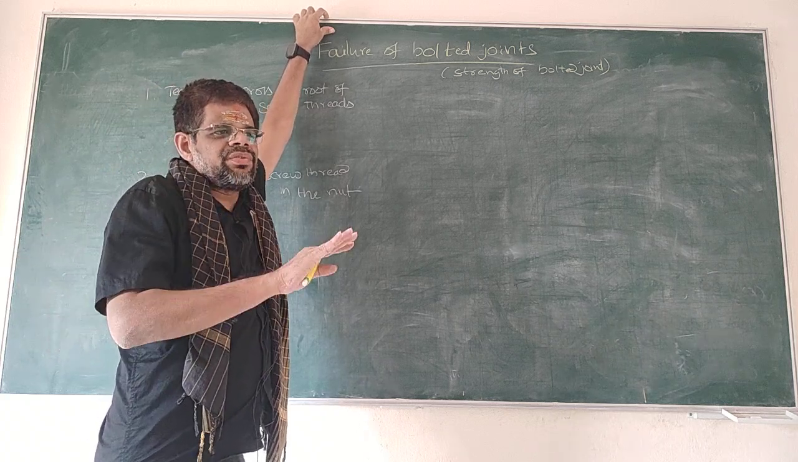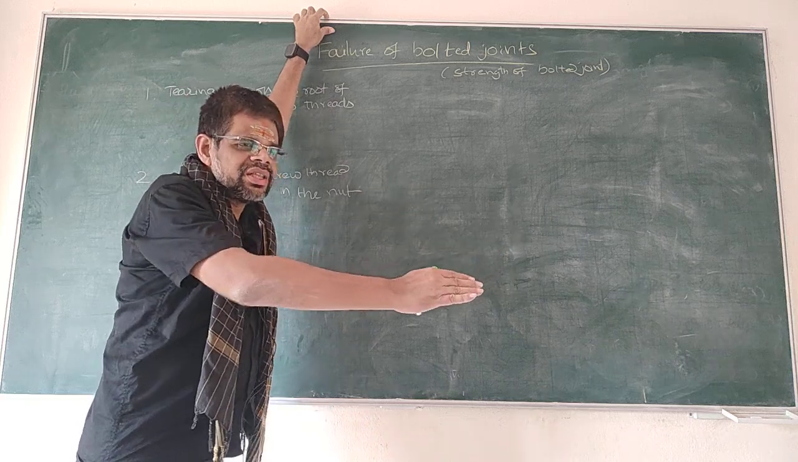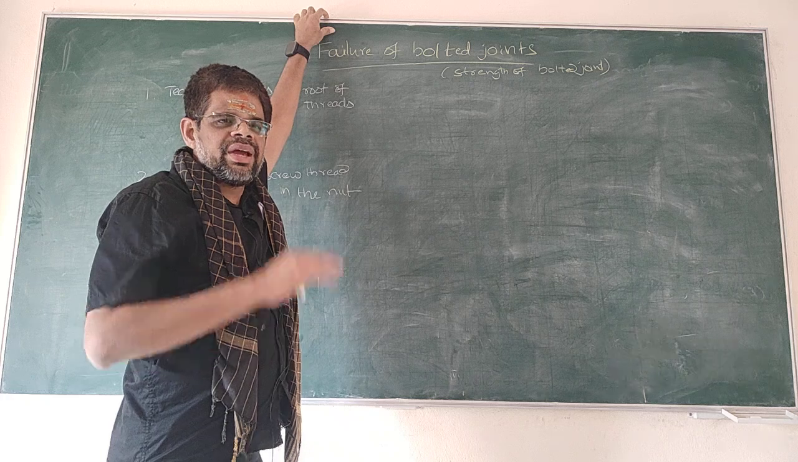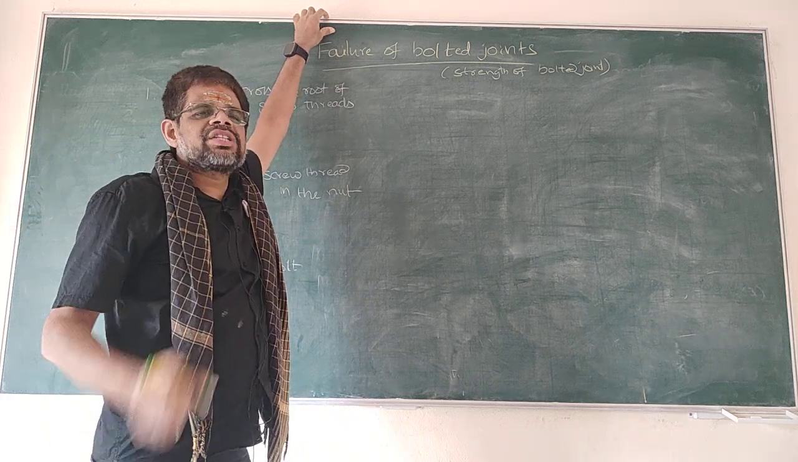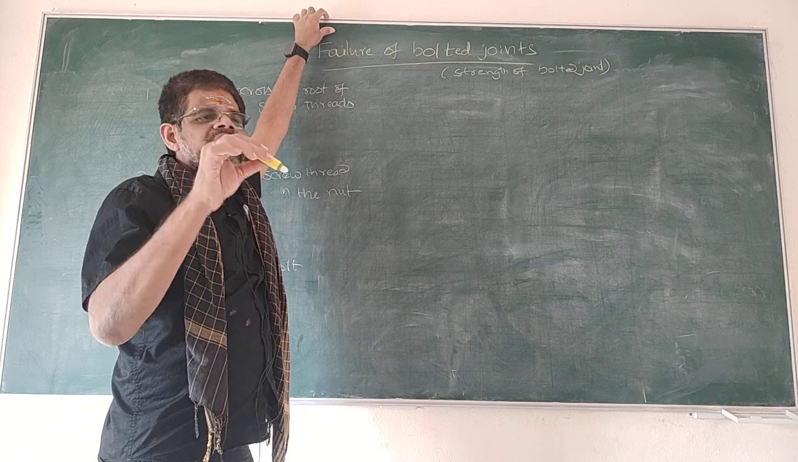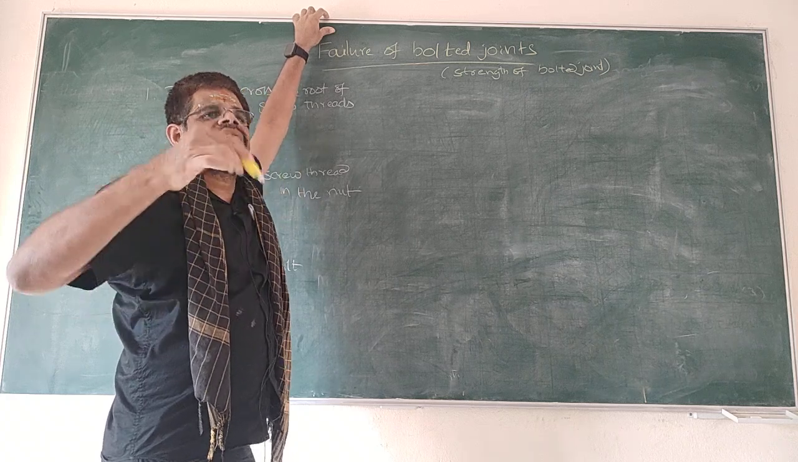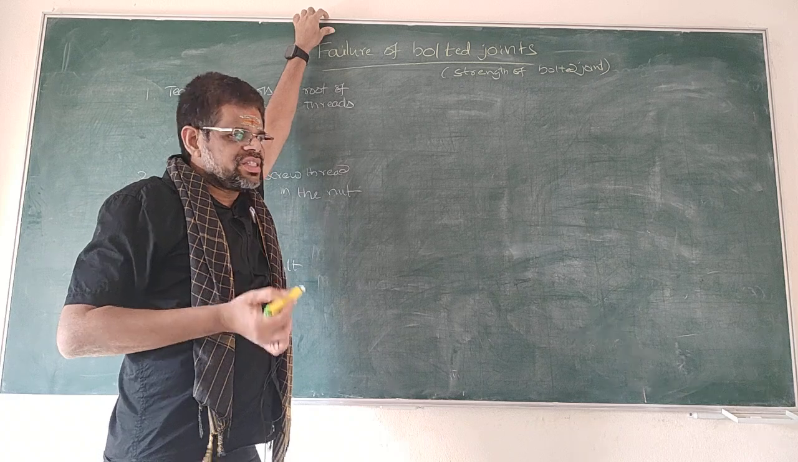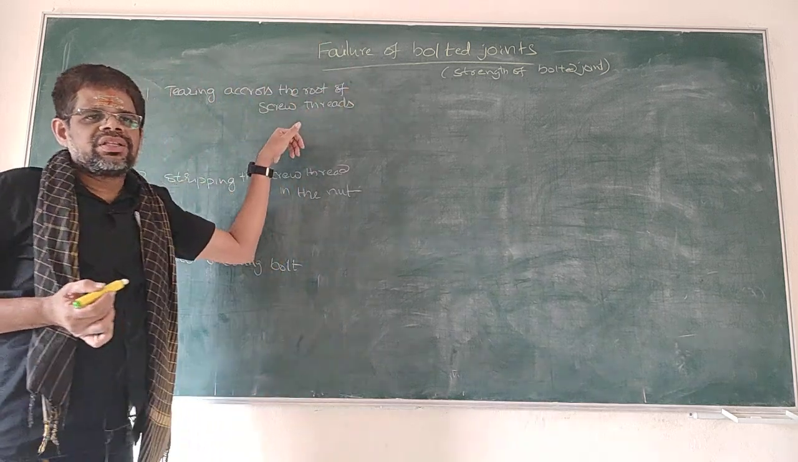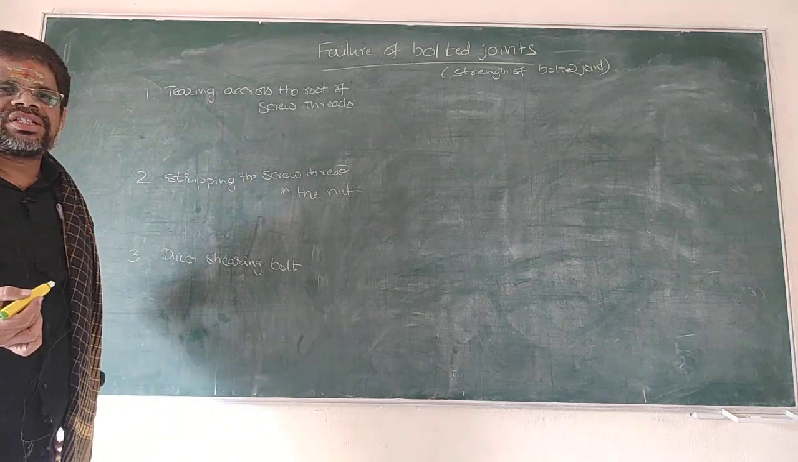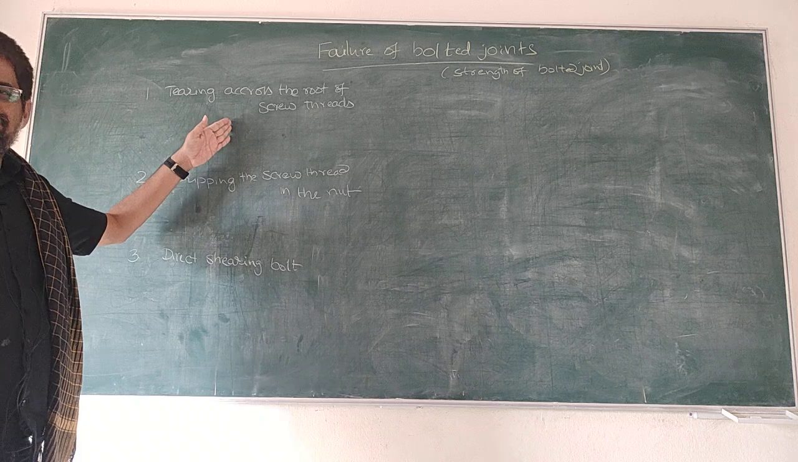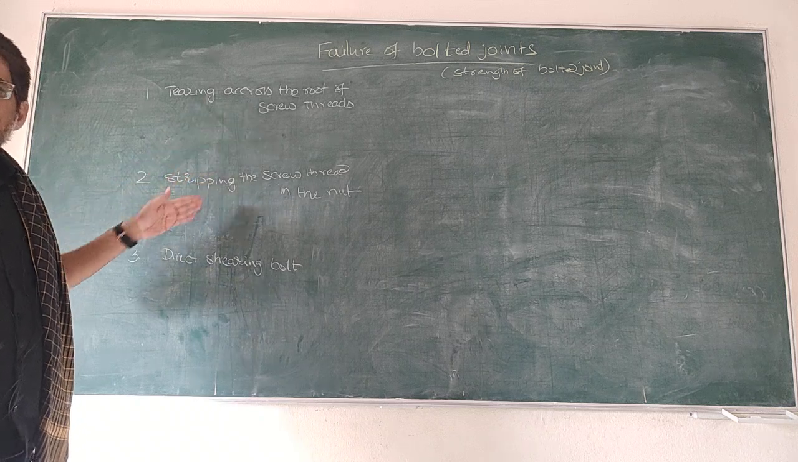If you have the knowledge of how this bolted joint fails, then we will try to prevent that failure by adjusting the dimensions. A smaller diameter will fail. We know that. So in order to prevent that failure, we will use a large diameter. In such a way, if you know the type of failure, then we can adjust the dimensions accordingly. So a bolted joint may fail in three different ways.